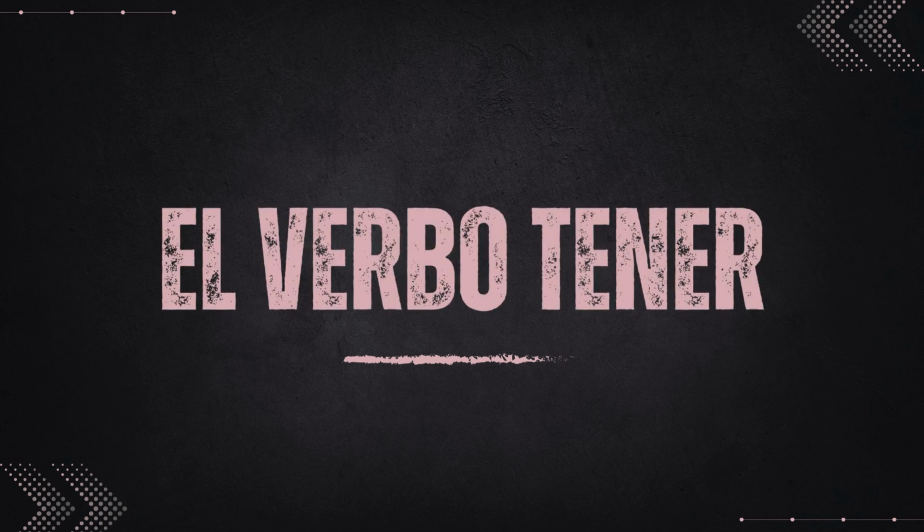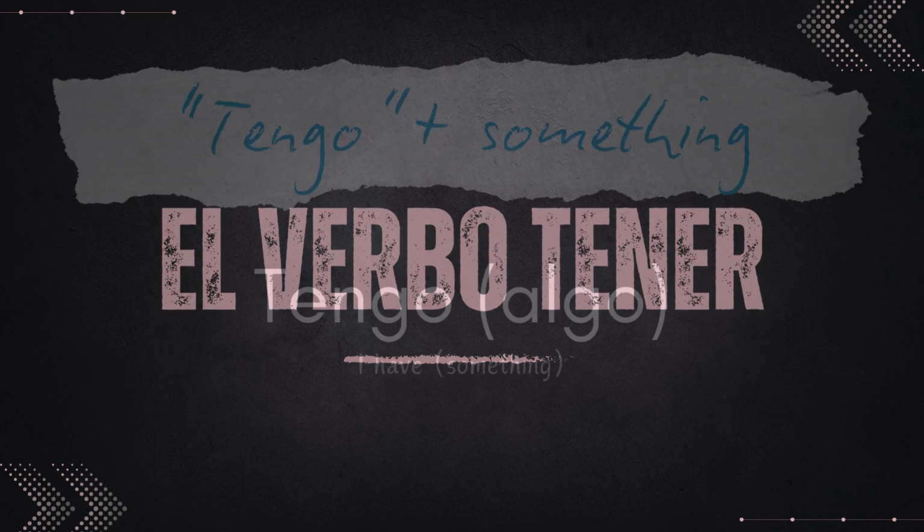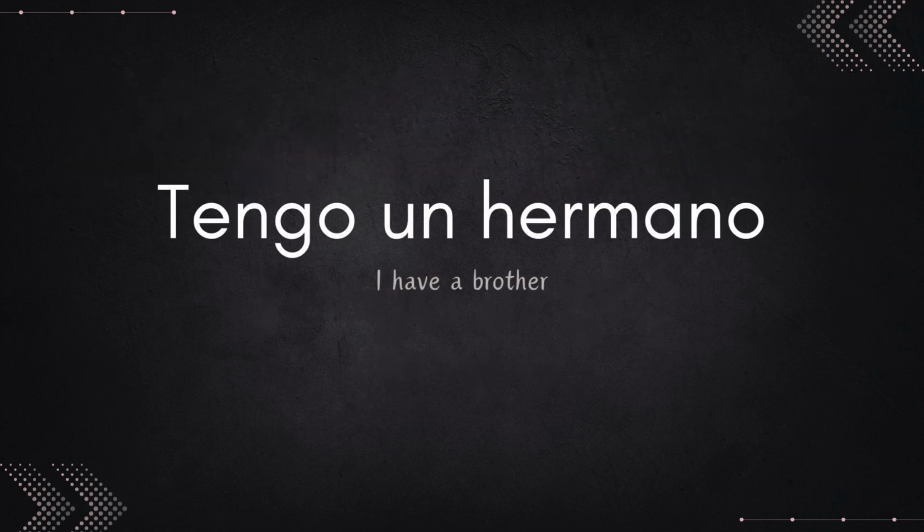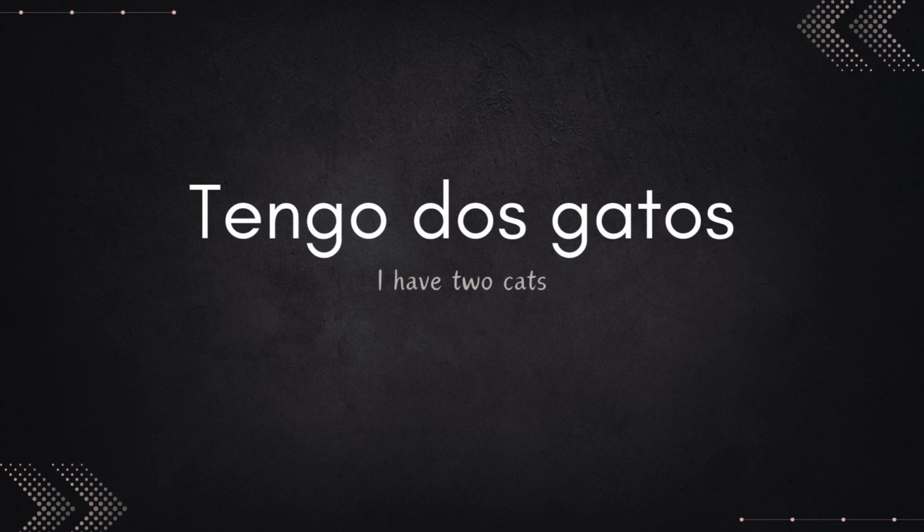Number 4. El verbo tener. The pattern tengo plus something means I have something. This is another key phrase with which you can say so many things. For example, tengo un hermano. I have a brother. Tengo dos gatos. I have 2 cats.